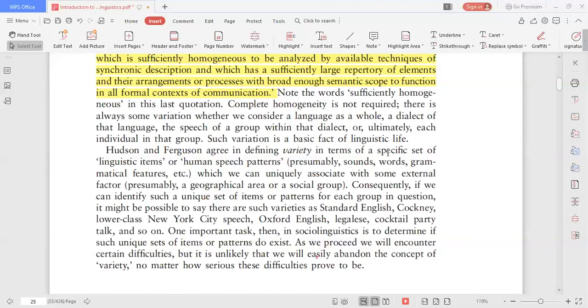So what is it saying? When you find the homogeneity, based on these human speech patterns and also the external factors that I've already talked about, when you find that this specific group of people from this area are speaking this language, then we can call that New York English, that Oxford English, that legalese, that cocktail party talk. Okay? We can talk about people who are using this language variety or dialect of this Chittagonian language. Okay?